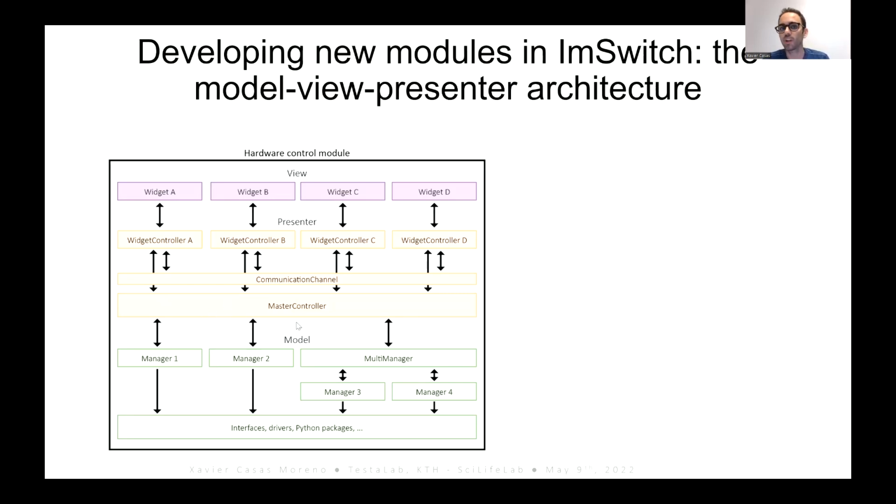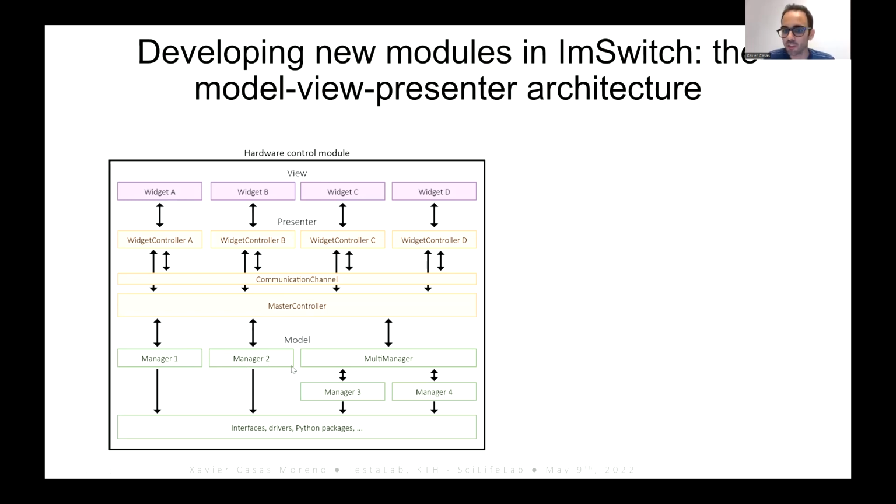So for example, if we are using a laser and the user is clicking a button to turn it on, this will communicate with the master controller and send it to a manager. Or we can also have widgets that communicate with each other through the communication channel. And then regarding the managers, each manager represents a different device.